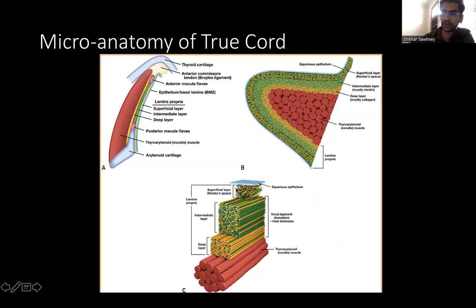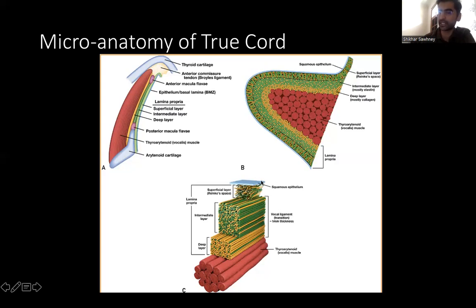The superficial layer of lamina propria consists of elastins and collagen fibrils, which are arranged in a loose manner. Whereas in the intermediate and the deep layer, these collagen and elastin fibrils are more densely packed. The intermediate and the deep layer together form what is known as the vocal ligament. And the 3 deep layers, that is the intermediate layer of the lamina propria, the deep layer of the lamina propria, and the vocalis muscle together form the body of the vocal cord.